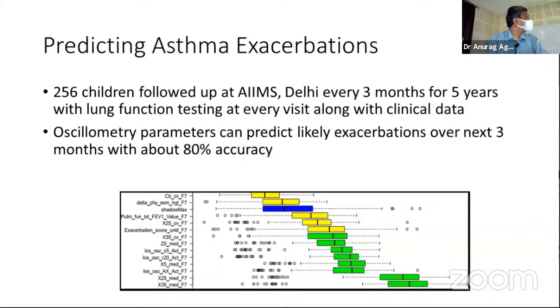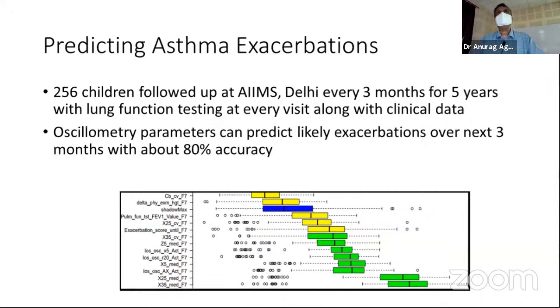And this is the most recent work right now coming out of the lab with Dr. Rakesh Lodha at the All India Institute. We have a cohort of 256 children followed up every 3 months for 5 years with lung function testing at every visit along with clinical data. And we are able to show that the likelihood of an exacerbation over the next 3 months is predictable with about 80% accuracy using oscillometry and time series analysis. So this is something interesting that we'll publish soon. But you can tell the people who are starting to lose control before they lose control.